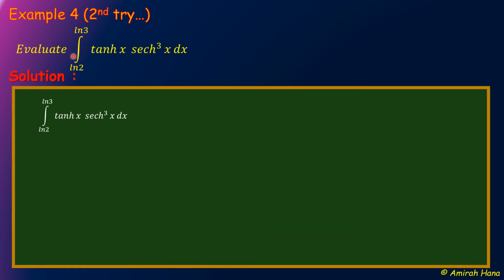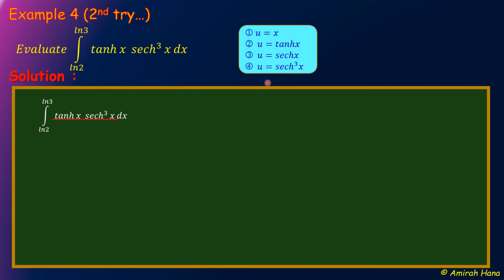Alright, now the same question, but we're doing the second try. From the given question here, we recall we have 4 choices of u. Let's say u equals x, u equals tanh x, or maybe u equals sec x, or maybe u equals sec cube x. These are the possible u that we can choose, since the functions are given in this question. In the first try in the previous slide, we chose u equals single x, which is not suitable. So now let me try u equals tanh x, since tanh x exists in this question.